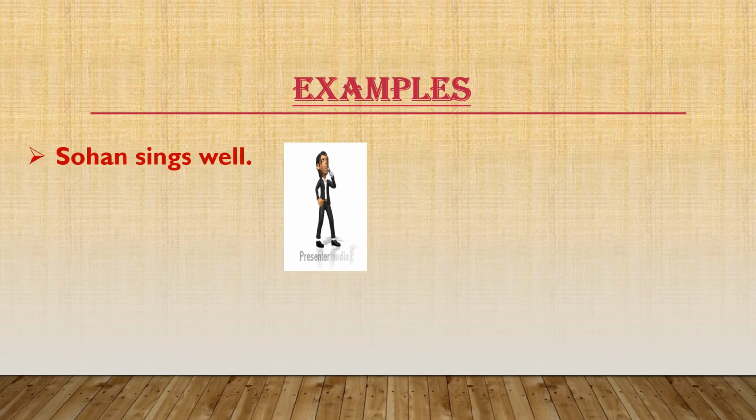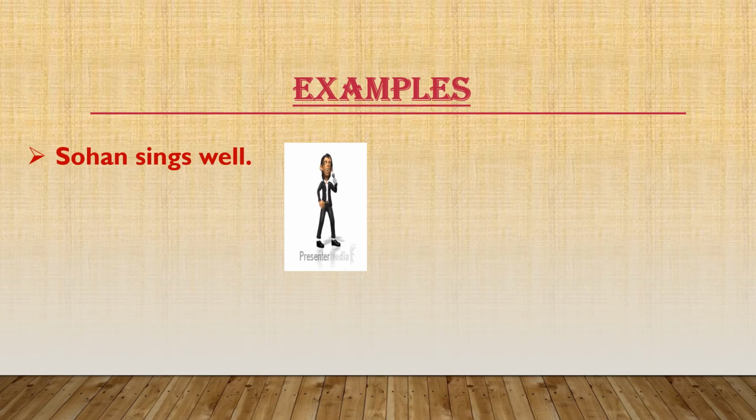Let us have a look at the given examples now. Just follow the 6 simple steps that I told you to change these positive sentences into negative. The first one here is Sohan sings well. Step number 1. Find the verb here. The verb here is sings. Change it into its root form. Sings will become sing.